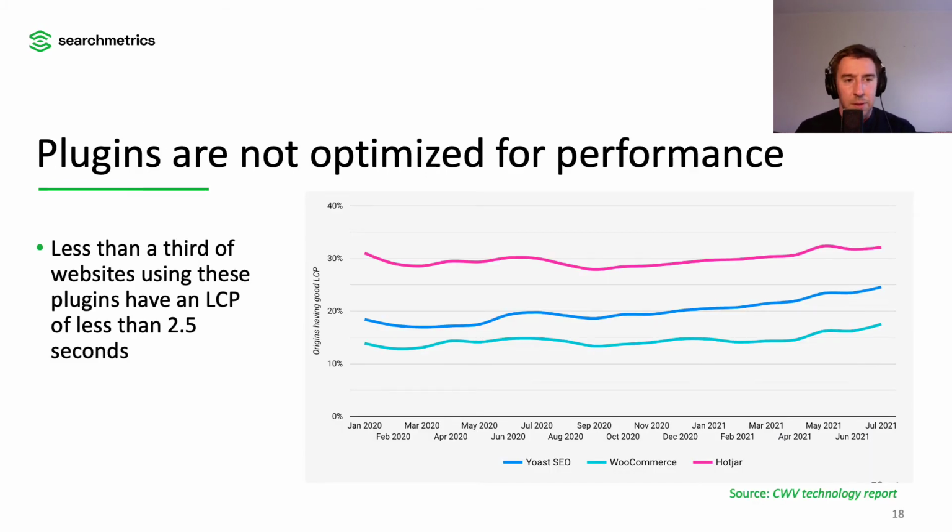Another reason for slow user experience is what I call the plugin economy, things like Yoast SEO, Hotjar Analytics, WooCommerce. Similar graph, we're looking at LCP for loading time. We can again see that less than a third of websites involving these plugins, again, this is from the HTTP Archive dataset, have a good loading time.